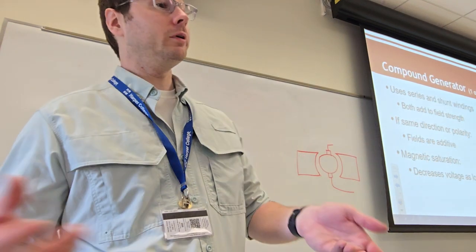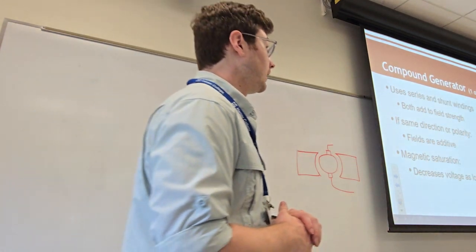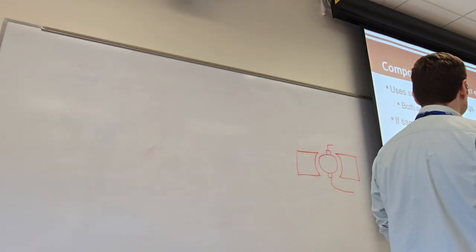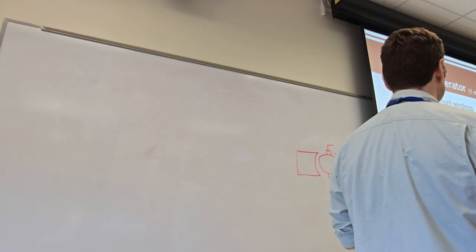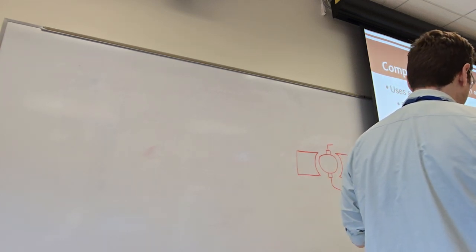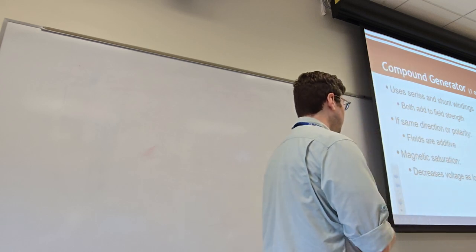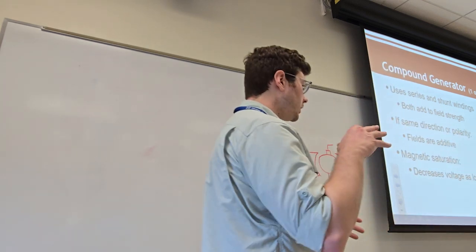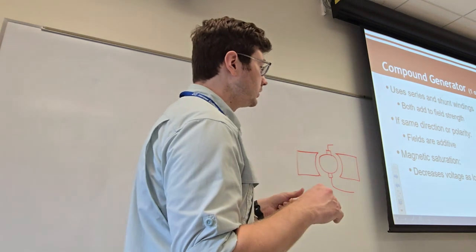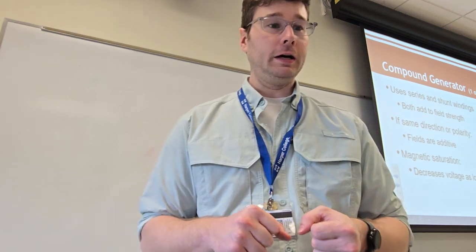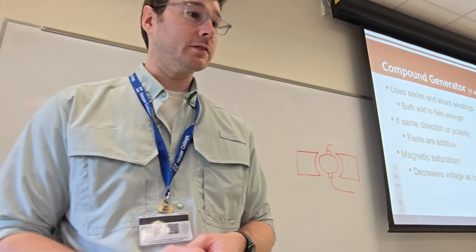Well, what do we do? We combine the two. So it's our compound generator. It uses a combination of series and shunt, or parallel, windings, which both add to the field strength and reduce ripple effects in the output voltage. It has a little bit of give to it, where as the load changes, the voltage won't suddenly rise or fall, but it can still deal with the power demands of the system.